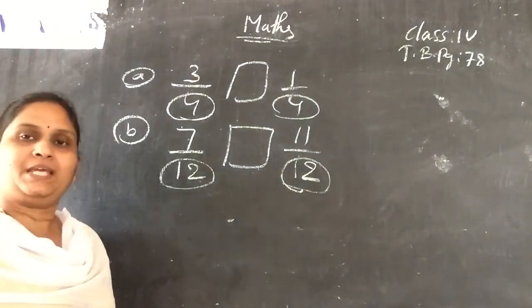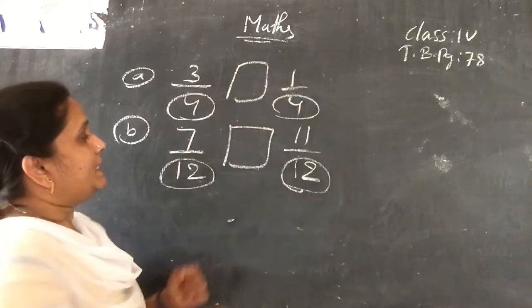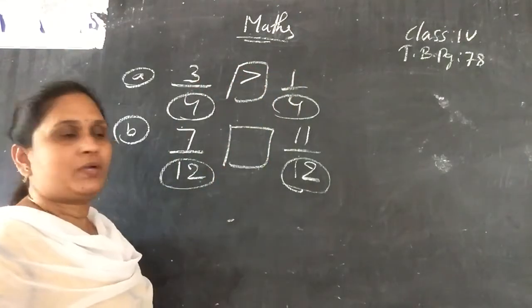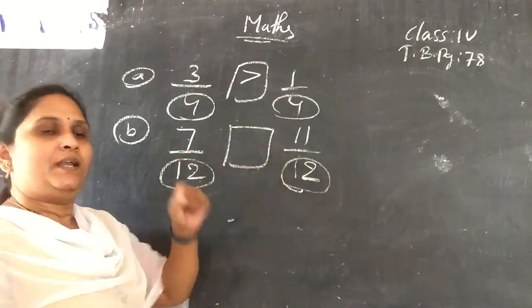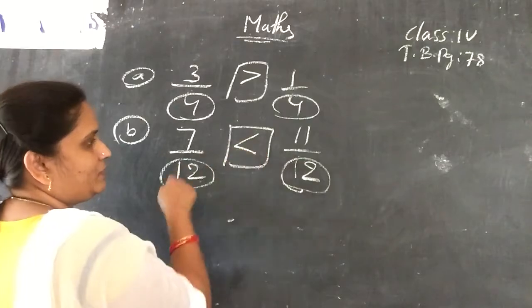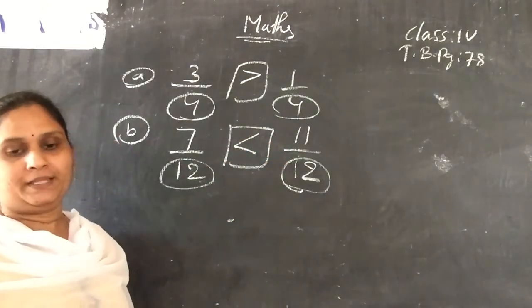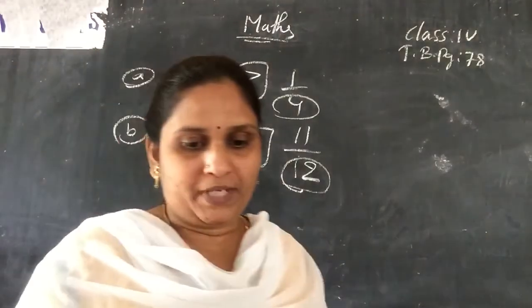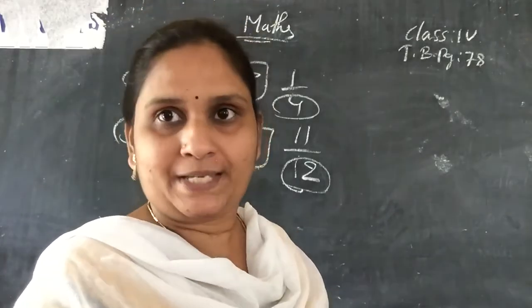When denominators are the same, we have to compare the numerators. In numerators 3 and 1, 3 is greater. So 3 by 4 is greater than 1 by 4. And here numerators 7 and 11, which is the greater number? 11 is the greatest one. So 7 by 12 is lesser than 11 by 12. Like that you have to write. And the next ones are the same, continuing up to F, children. All the denominators are the same.